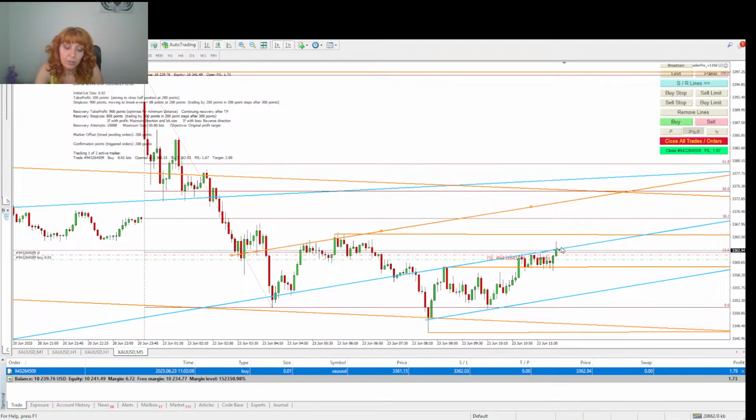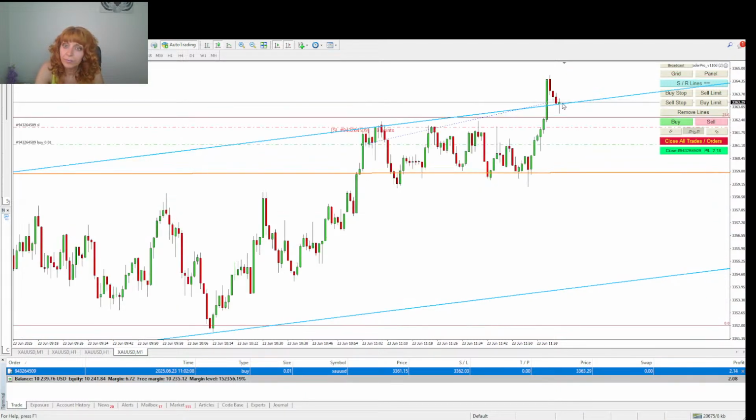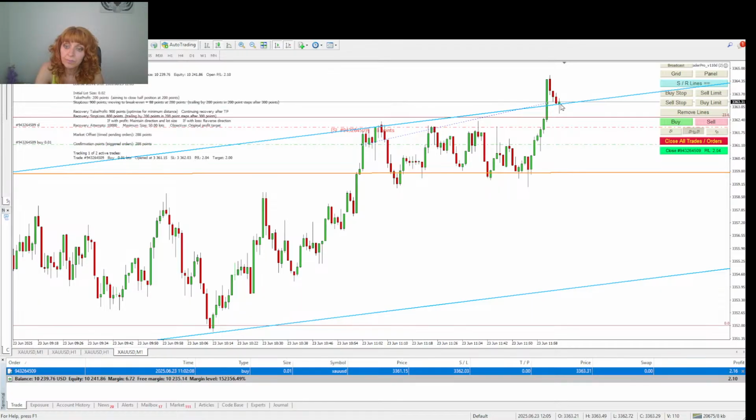So let's see if it will try to, if it would want just to stay below it. It's not giving me a clear, clear sell at this point.